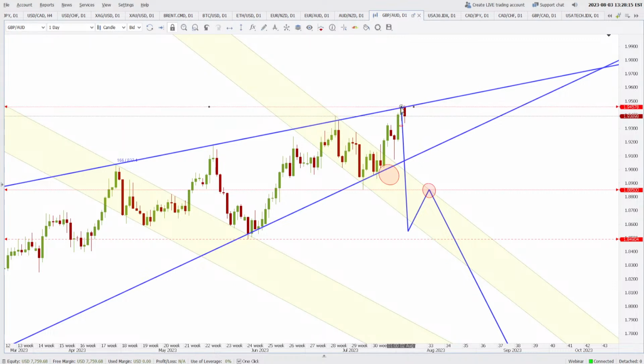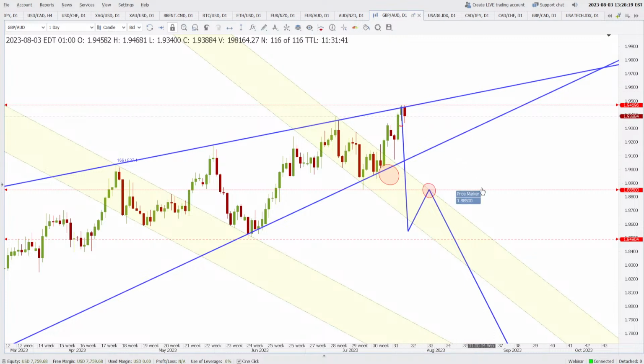But now the resistance for the price is this 1.9469. Support is around 1.8850. Below this, I will be looking for selling opportunity.